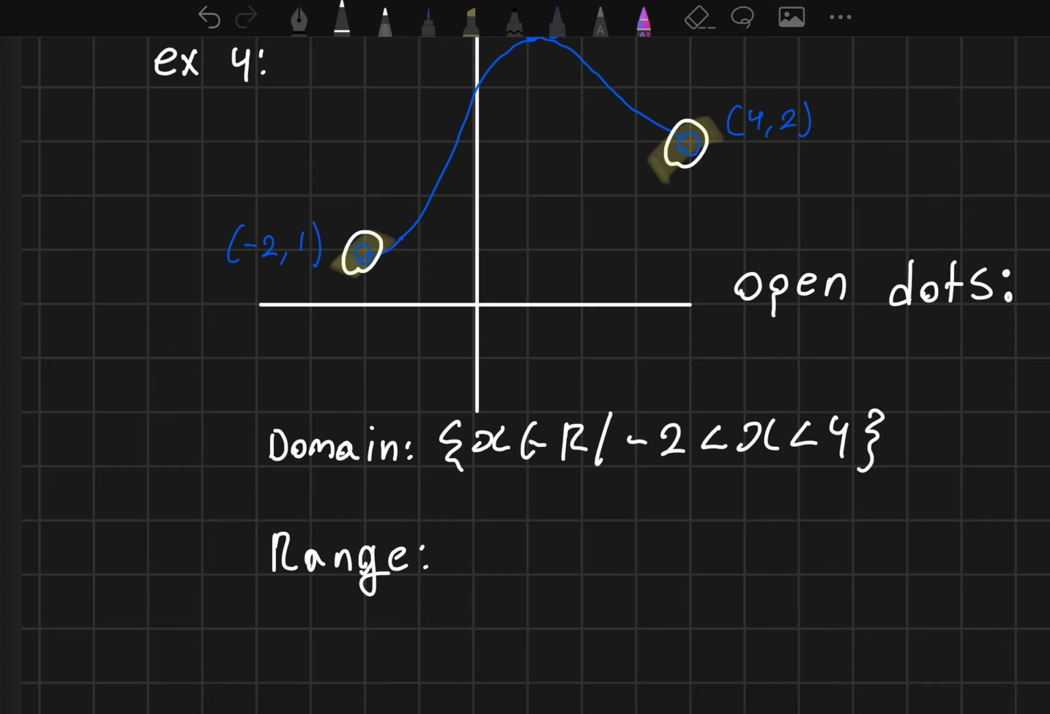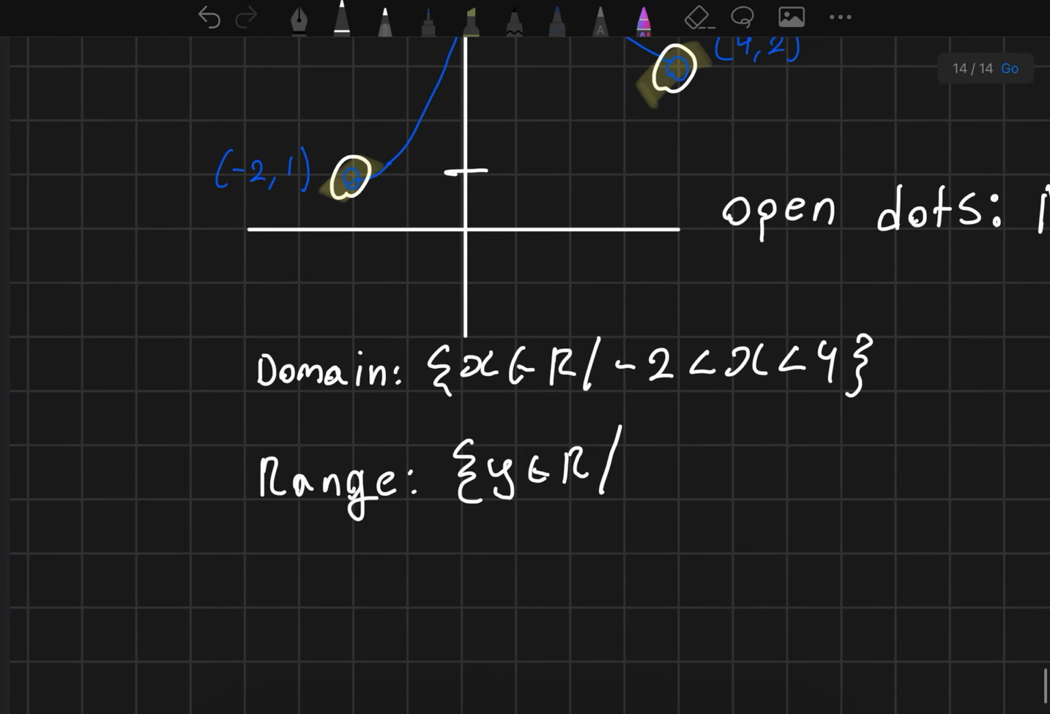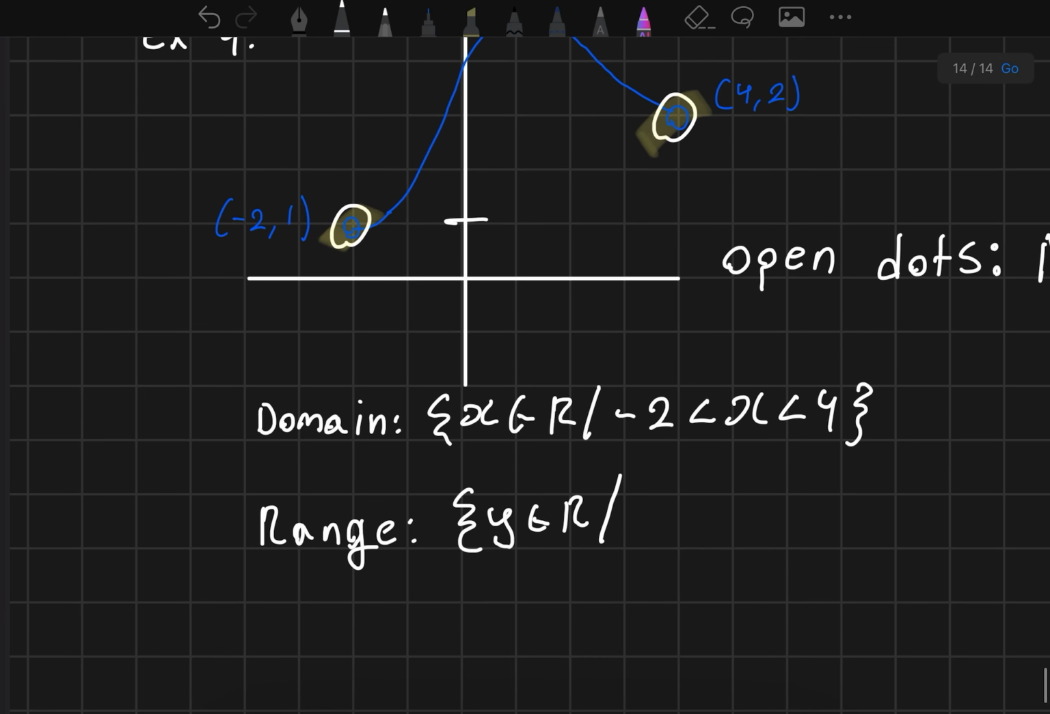Now, it's the same concept for range. y is an element of R, and the lowest y value is 1, while the highest y value is 5. So we just make it 1 is smaller than y is smaller than 5.